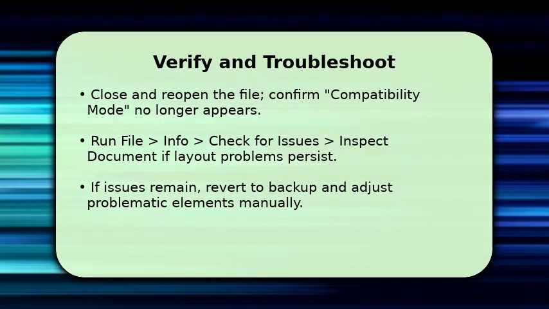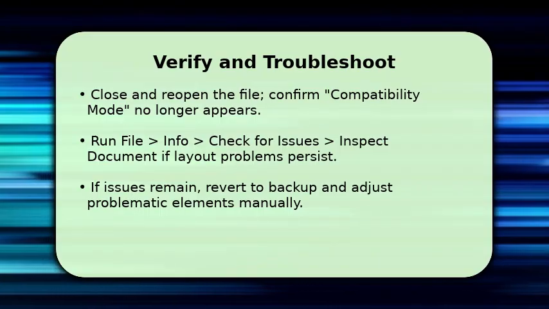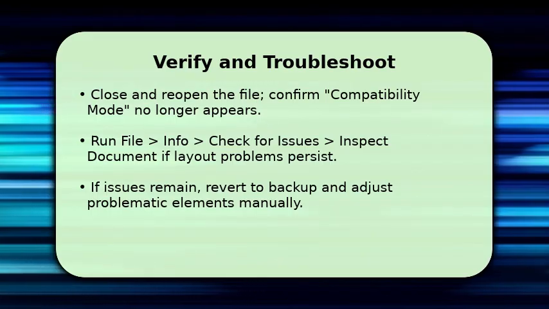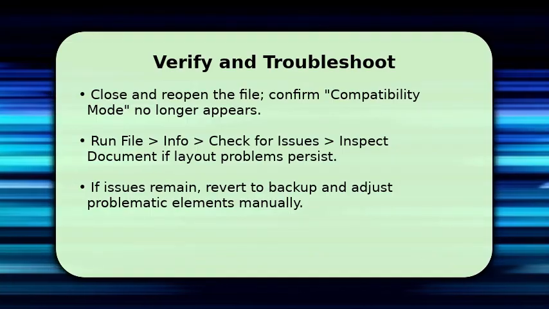If you see formatting glitches, revert to the backup you made and fix specific elements like headers, tables, or track changes before repeating conversion. Troubleshooting tip: if conversion fails, save a copy, remove suspicious content, and retry the convert or Save As step.